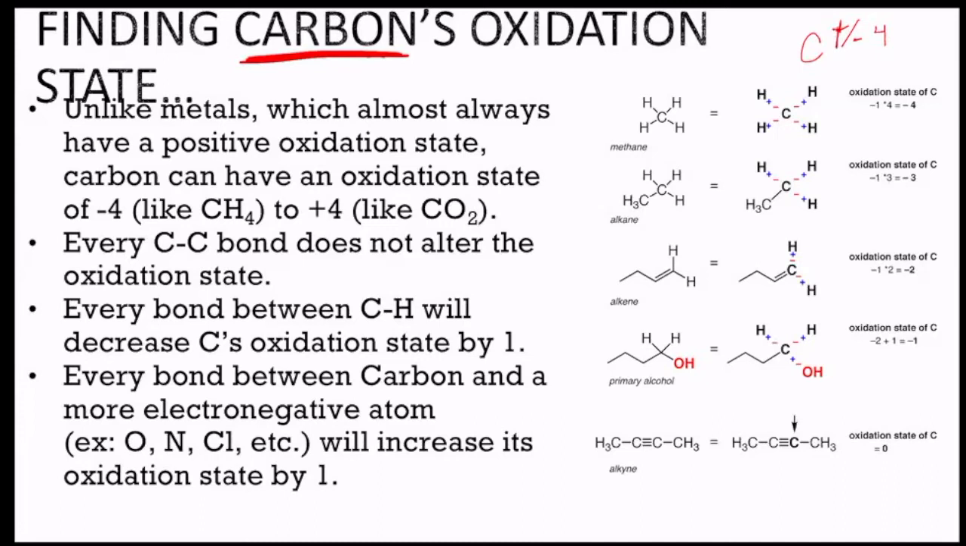So here's kind of the rules. A carbon to carbon bond does not alter the oxidation state because they have the same oxidation level. Every bond between C and H is going to decrease the oxidation state by 1. And every bond between carbon and something more electronegative, which is basically all other organic atoms, specifically oxygen and nitrogen is what I'm interested in, will increase its oxidation state. So we can actually go through and count these.